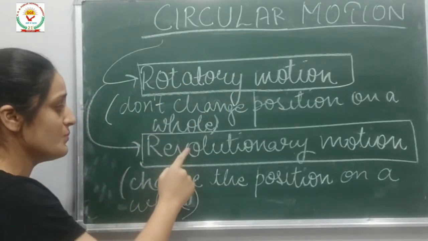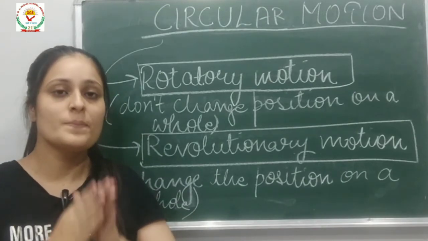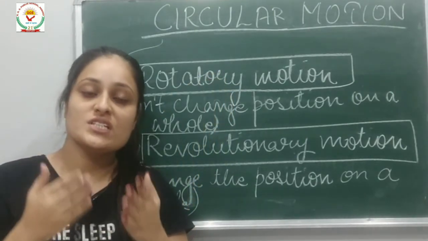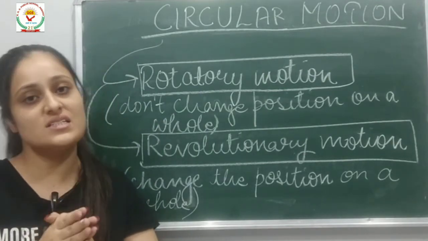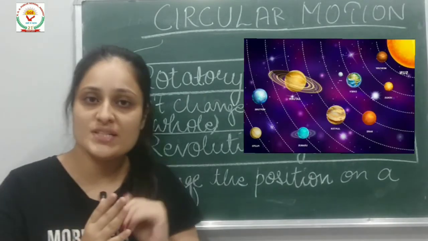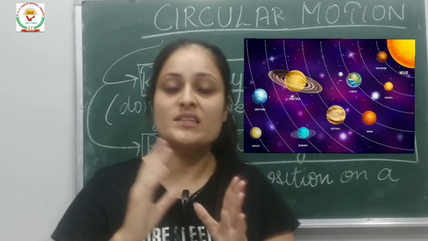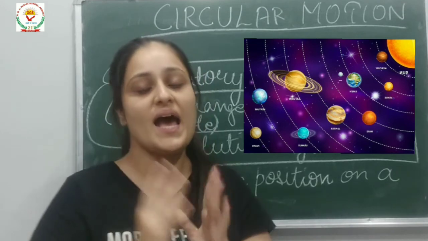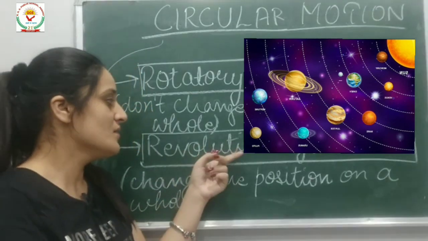Second type of circular motion is revolutionary motion. Now what do you mean by revolutionary motion? It is the reverse of rotatory motion. If an object changes its position as a whole from one place to another, then it is said to be in revolutionary motion. For example, as you can see in the given picture, planets keep on revolving around the sun. The whole planet keeps on revolving around its own axis as well as around the sun. That type of motion can be said to be revolutionary motion.